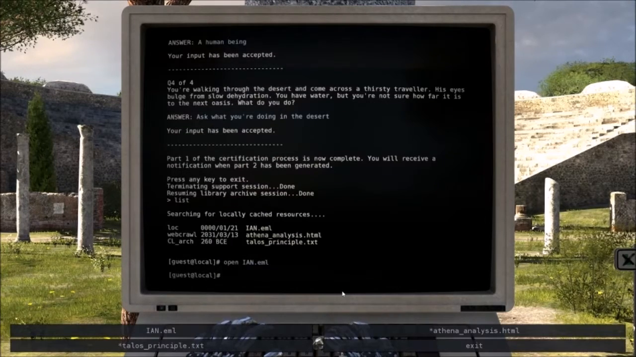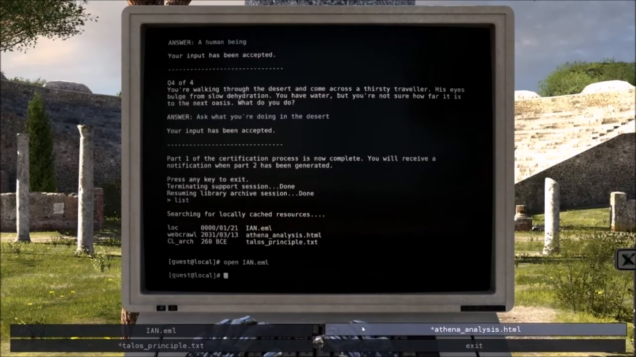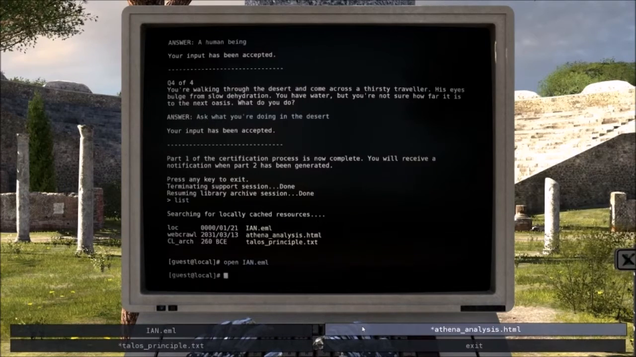Okay, so that's interesting. Can all companies please figure out acronyms in that same way? That's just amazing. So, next, Athena analysis.